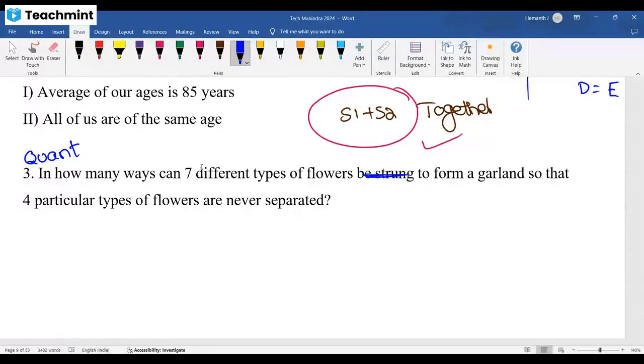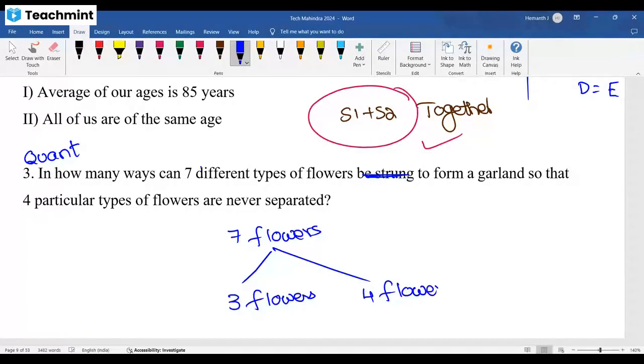So that four particular types of flowers are never separated, which means they are together. Out of seven flowers, four particular types of flowers are together. So four together means they are like one unit. The three flowers are the other thing. Here there are four flowers, right? They should be put together, which means they should be considered as one unit.